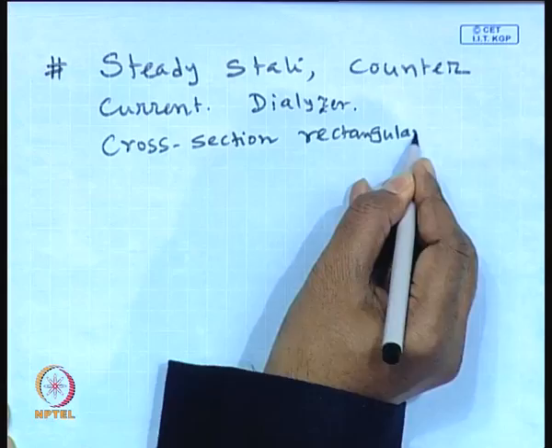That means you are having a small rectangular channel, then you put the membrane, and then another rectangular channel. So, two rectangular channels are separated by a dialysis membrane. In one channel you are passing the feed, and in the other channel you are passing the dialyzer in the opposite direction. So, that forms the counter current dialyzer, and the membrane area will be nothing but the height of the channel multiplied by the length of the module.